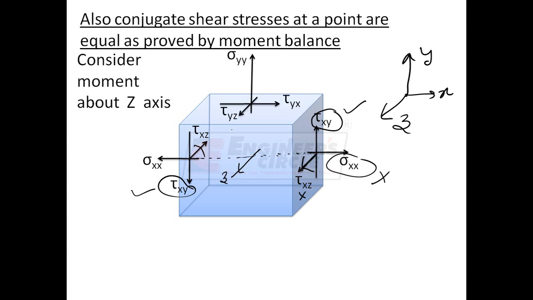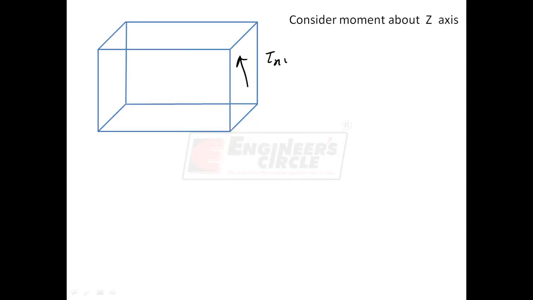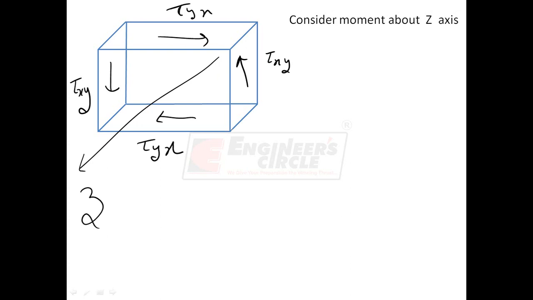Now consider stresses on the y surface. Again, sigma yy is passing through z axis, it will not give any moment. Tau yz is parallel to z axis, it will also not give any moment. The only component that will give moment is tau yx. On its counterpart plane, again sigma yy is passing through z axis and tau yz is antiparallel to the z axis. So the only component that will give moment is tau yx. Tau xy and tau yx, these components only will give moment about z axis.